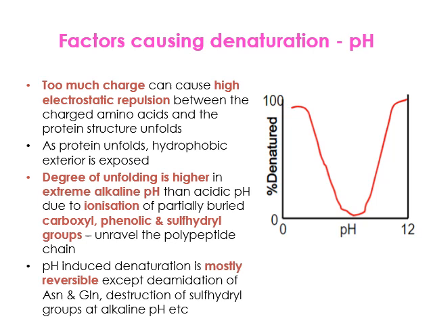pH can also cause denaturation because too much charge can cause high electrostatic repulsion between charged amino acids, and the protein structure will start to unfold. When the protein unfolds, it will expose the hydrophobic regions to the outer layer. The degree of unfolding is higher in extreme alkaline pH compared to acidic pH. This is due to the ionization of partially buried carboxyl, phenolic, and sulfur groups, which then unravel the polypeptide chain. pH-induced denaturation is mostly reversible unless there is deamidation of asparagine and glutamine or destruction of sulfur groups at alkaline pH.